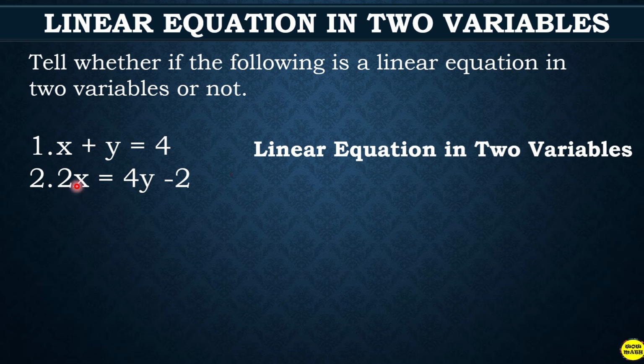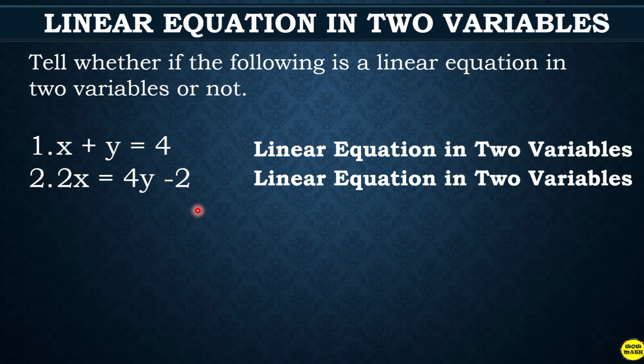Next, I have 2x is equal to 4y minus 2. So is this a linear equation in two variables? I have two variables. And then the degree is just 1. The highest degree is 1. So therefore, this is a linear equation in two variables.